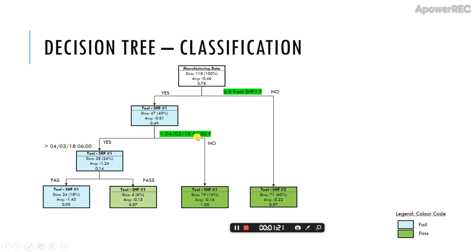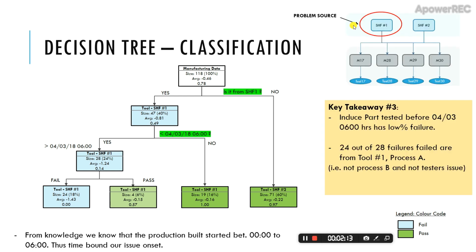Here we notice that anything that is built after 6 a.m. has no issue. And from this simple example, we have identified that the main culprit that caused the high failures downstream is actually this machine number 1 of process A.